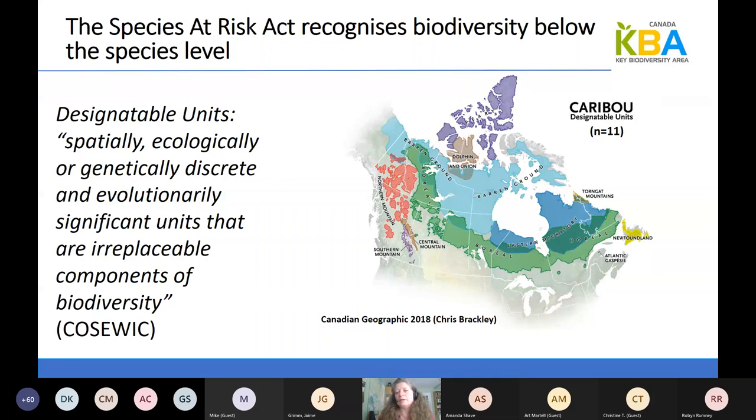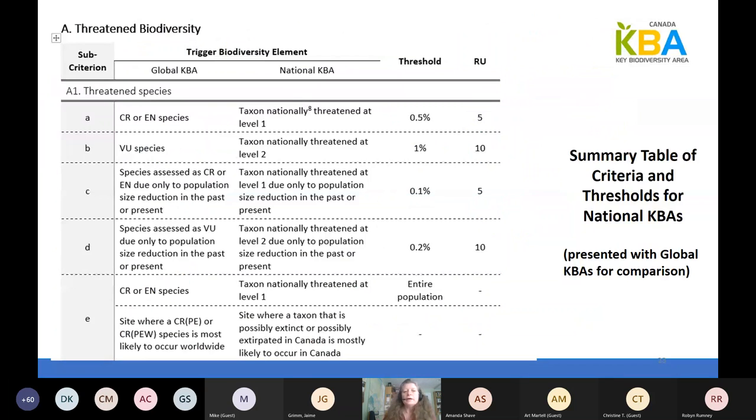And I put up a map of the 11 extant designatable units that are recognized for caribou, in honor of the significant evolutionary and ecological diversity that's displayed in the country for that species alone. I'm not going to go into details here, of course, but this is just a look into one of the criteria of threatened biodiversity, showing what the national standard would look like. It will have the global KBA versus the national KBA side by side, and particularly the taxonomic entities are quite distinct. But the thresholds are the same, just applied to Canada versus the globe.